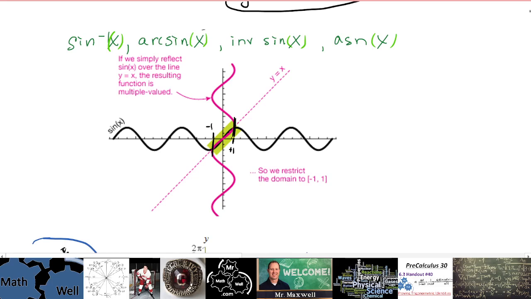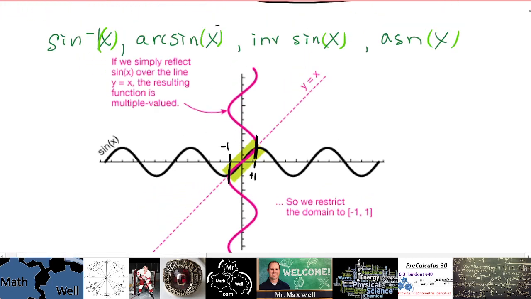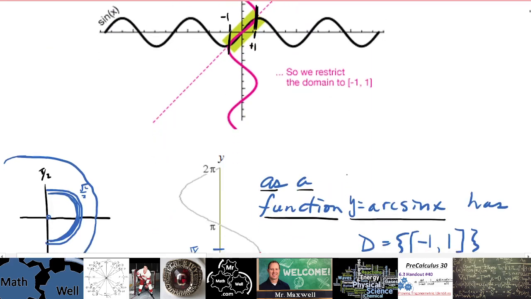Up at the top here, you'll see there are a number of different ways you can express the inverse graph. Sine to the negative 1 of x is one way you could say it. Also, arc sine x is very common. Inverse sine x written like this is also common, and ASN, arc sine x, abbreviated like this. So you might see any one of these online or in your textbook.